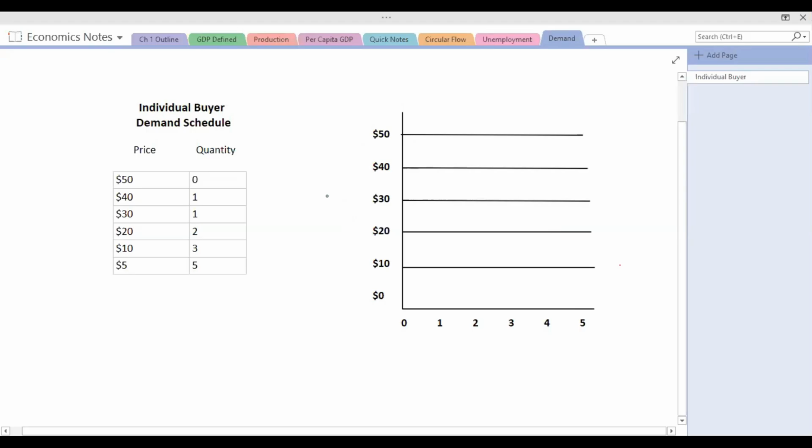Okay, this is our chart. Remember that this is price over here, and this is quantity over here. Quantity demanded.